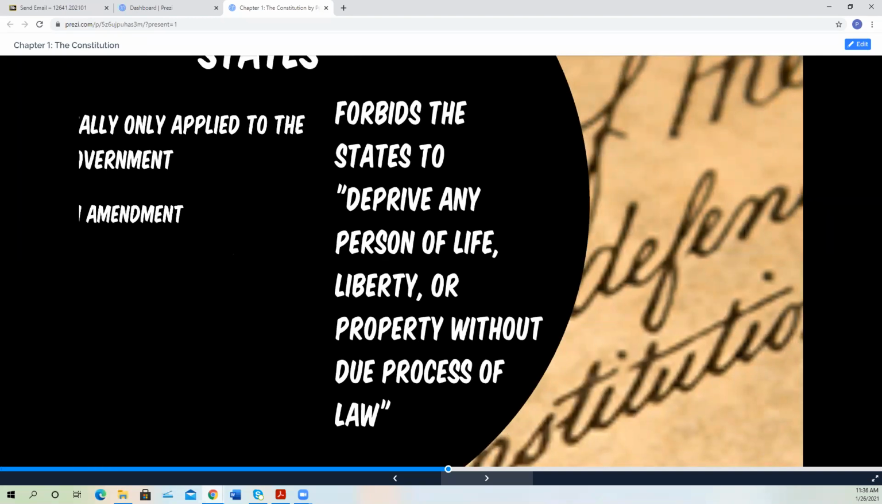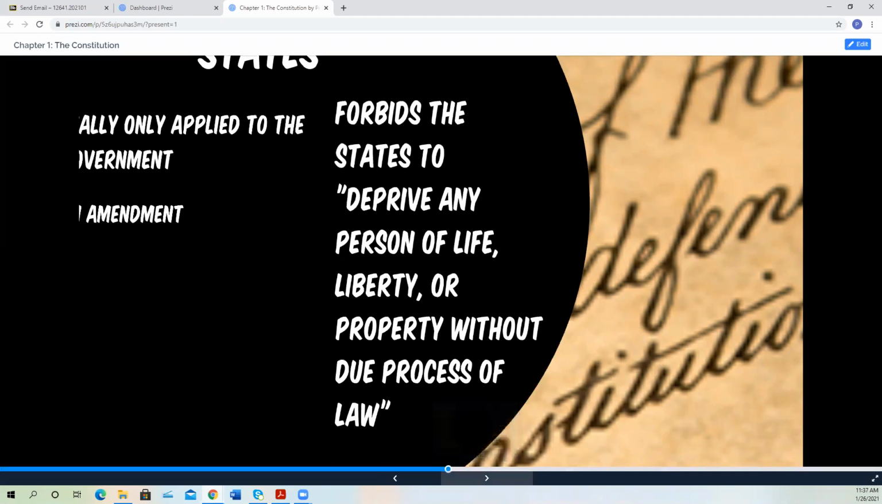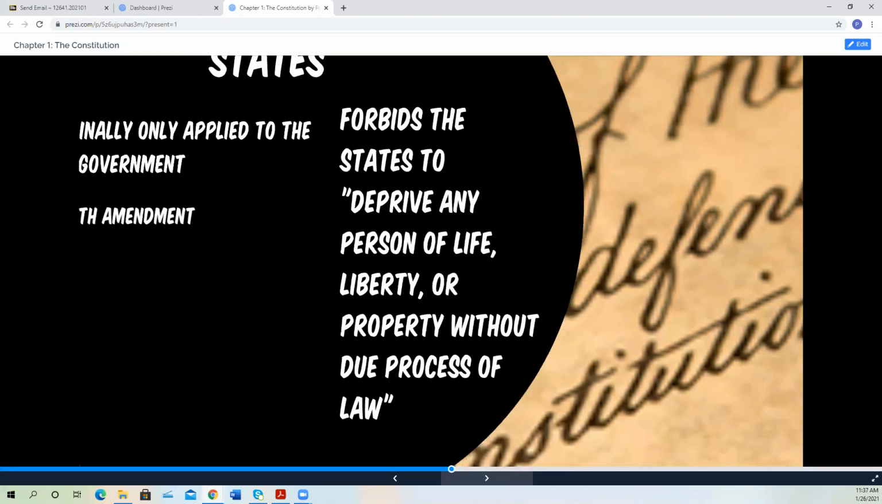And the 14th Amendment forbids the states to deprive any person of life, liberty, or property without due process of law. The United States Supreme Court has interpreted this language in the 14th Amendment to mean that the Bill of Rights also protect us from states, not just the federal government. So the Bill of Rights do now protect us from states as well as the federal government.